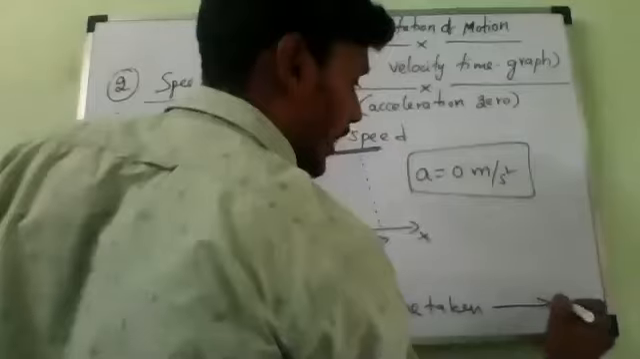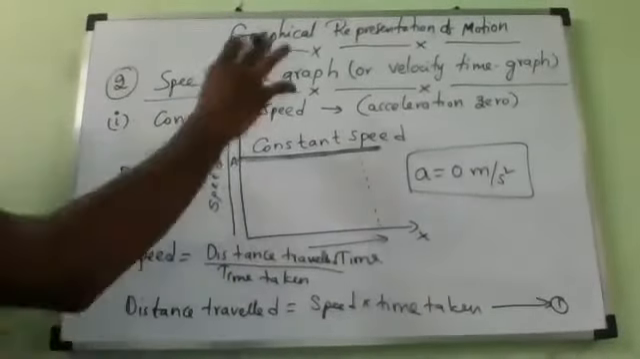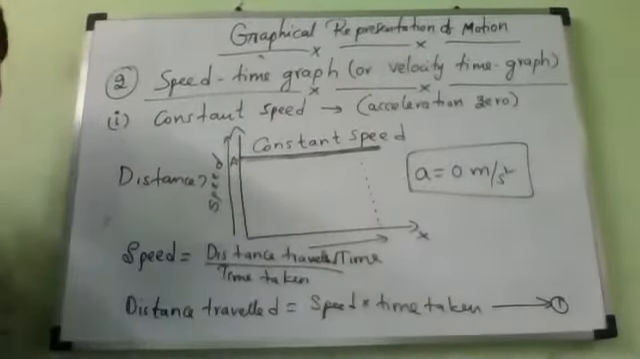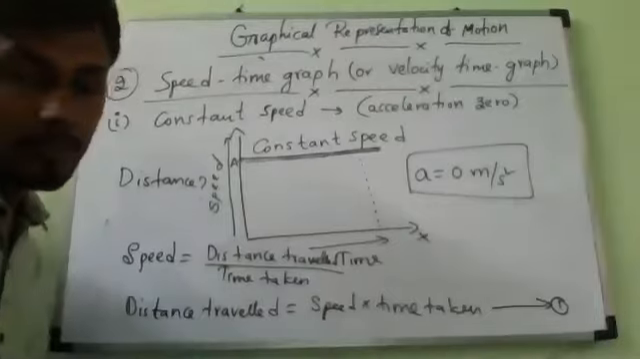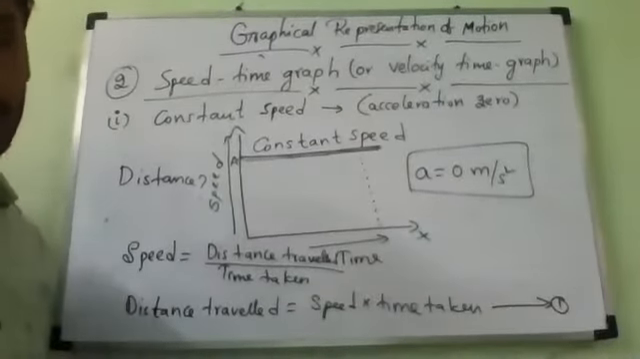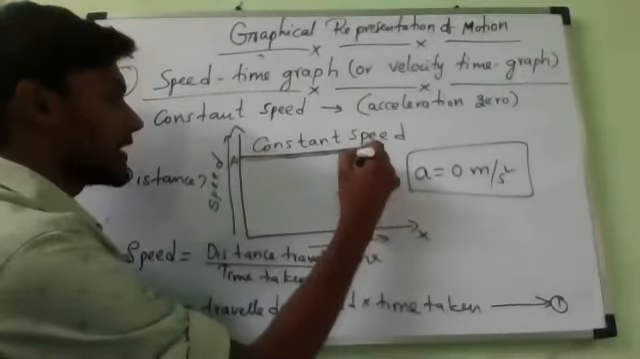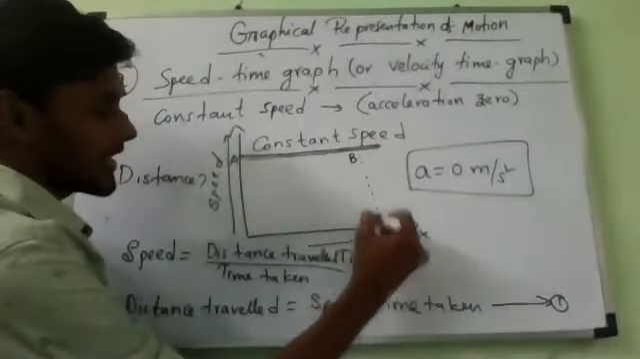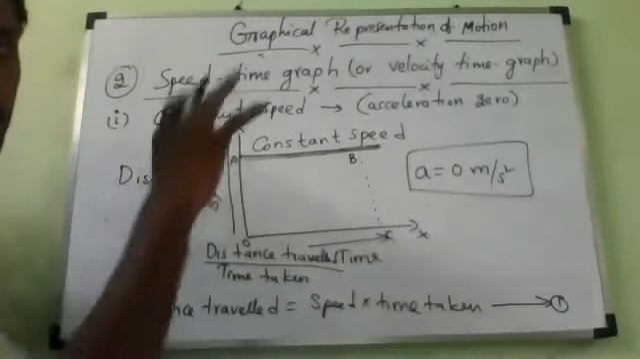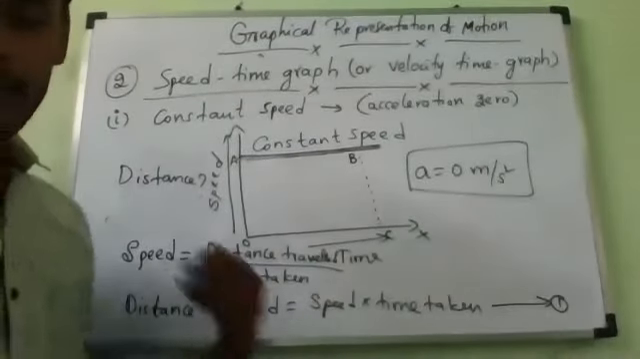Let us imagine this is the one. All of you, complete it till here, please complete it fast. Speed time graph or velocity time graph. First one is constant speed, which means acceleration is 0. Here the point is B, the striking point is C, and this point is O. Remember, OA, BC. Do it fast, all of you.